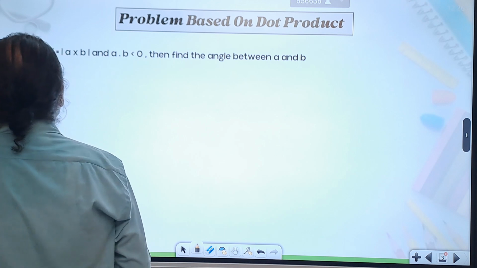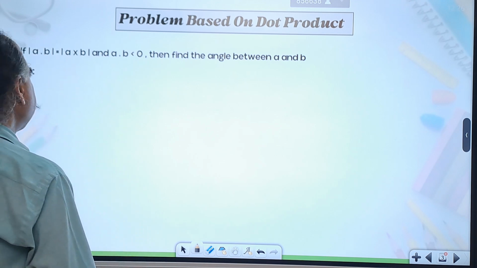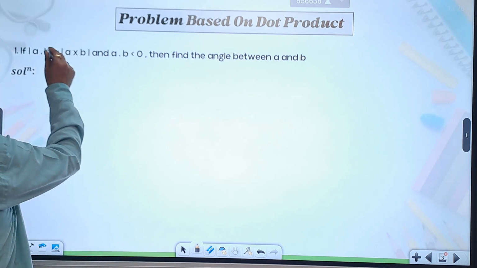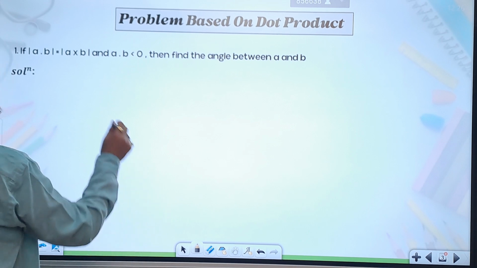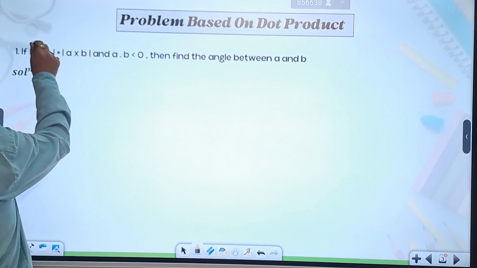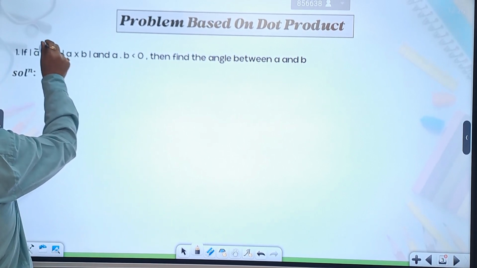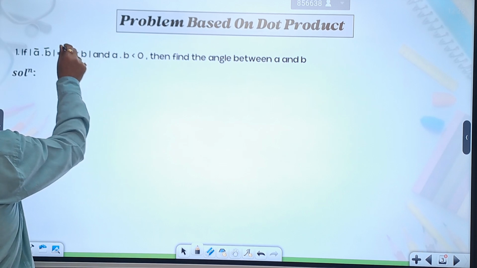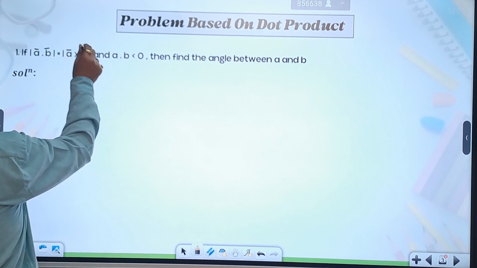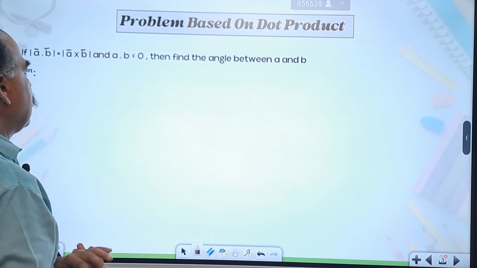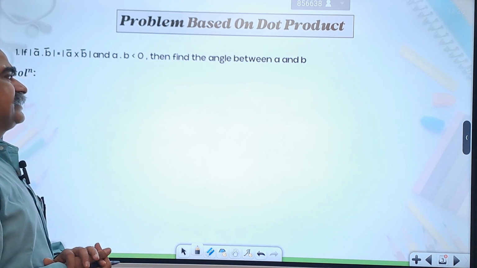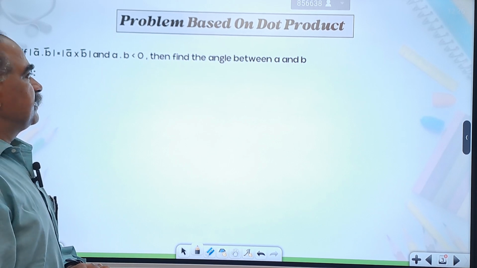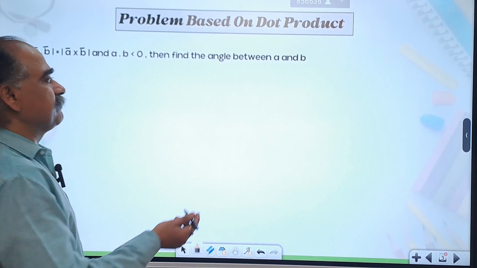If the positive value of a bar dot b bar is equal to magnitude of a bar cross b bar, and a dot b is less than 0, then find the angle between a bar and b bar.